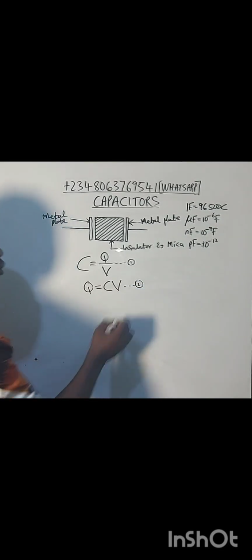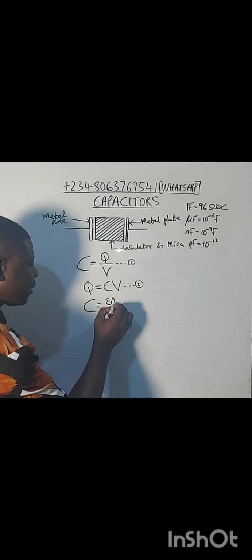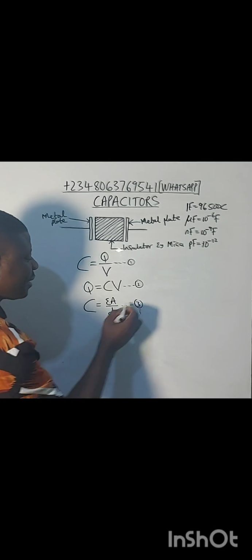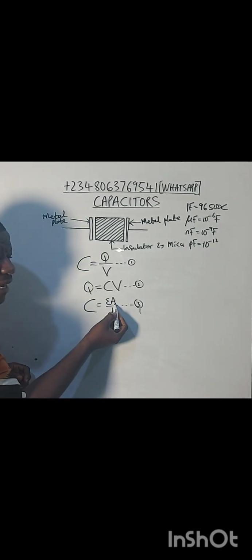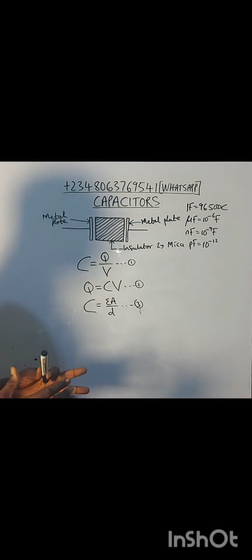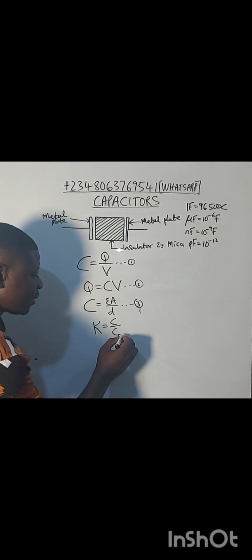That is equation 2. Then the capacitance of a parallel plate capacitor is given as C equals epsilon A over D, our equation 3, where epsilon is the permittivity of the medium, A is the area between the plates, and D is the distance between the plates.